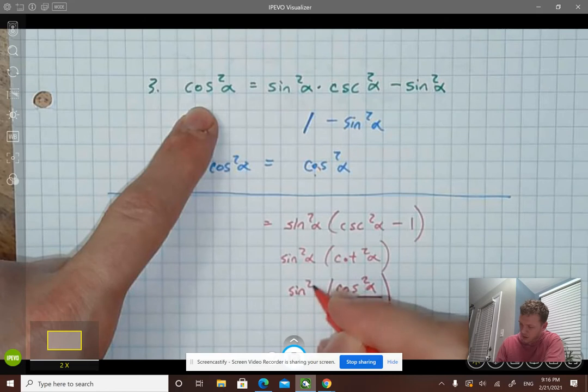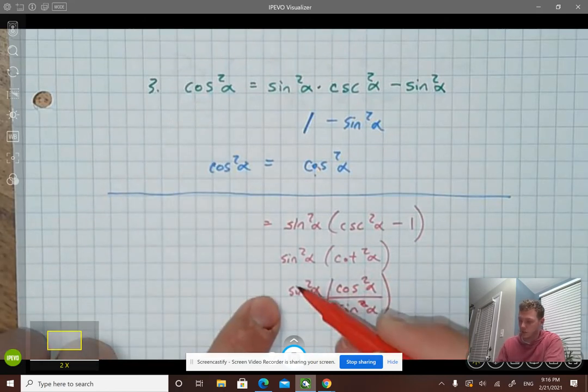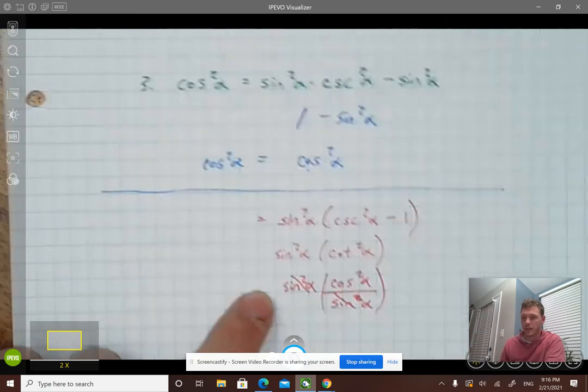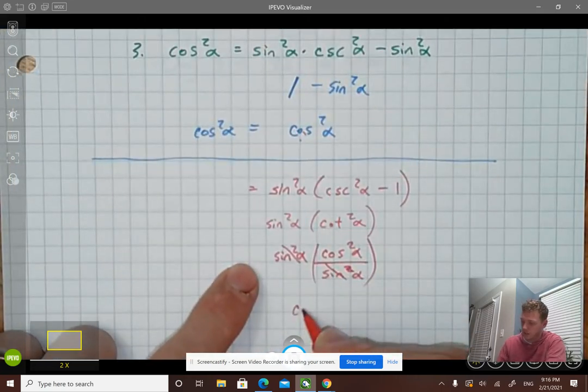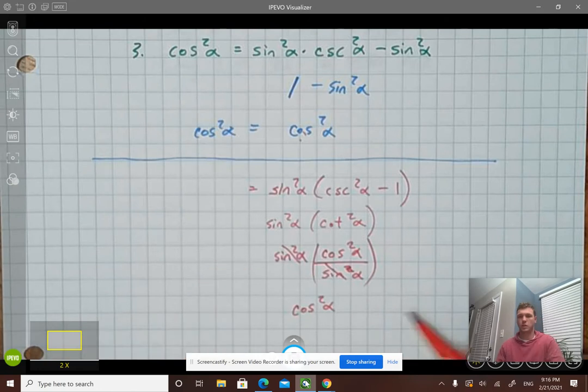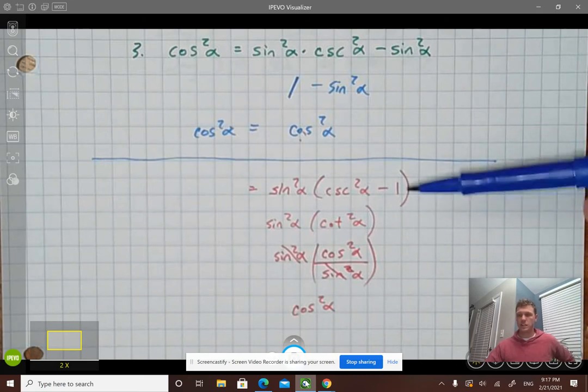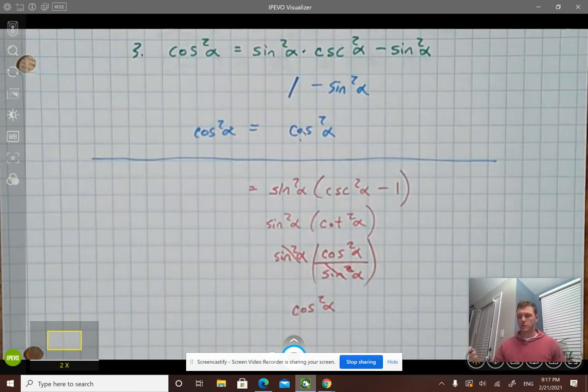We got the sine squared, so these are going to cancel. When we multiply, you have a common factor in the numerator and the denominator, they're going to cancel out. So you're left with cosine squared, all right? So either way is perfectly acceptable. As long as you use acceptable identities to get from one step to the next, it's perfectly fine.